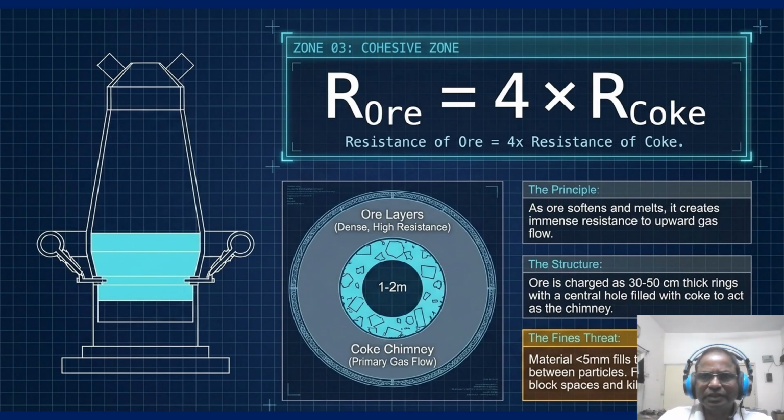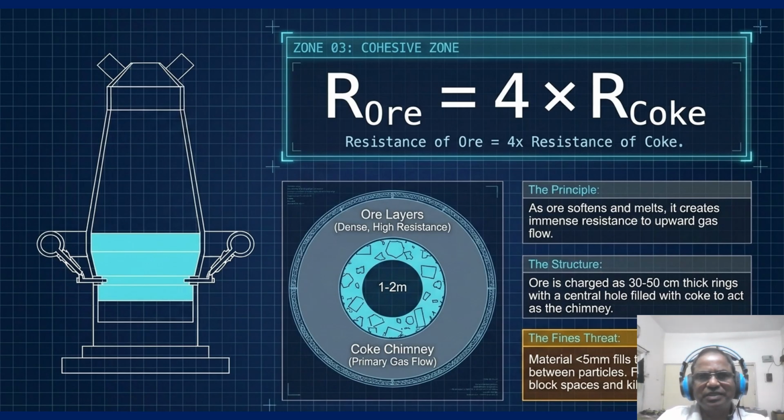So the cohesive zone is where the ore begins to soften and melt, and if this zone is affected, then our damage control will be very high. So the formula here is the resistance of ore, which is 4 times higher than the resistance of coke, because the melting ore is so dense, it creates an immense resistance to upward gas flow, as it's a well-known principle, and all operators know. So to keep the furnace breathing, we charge ore in a thick ring with a coke chimney in the center to act as a highway for the gas.